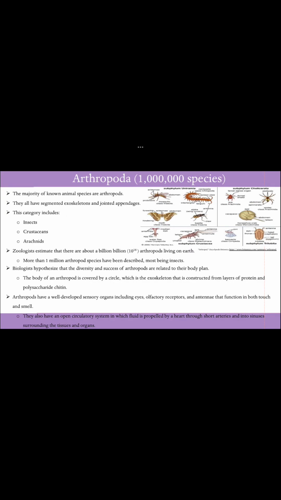The next phylum is Arthropoda, which has 1 million species. The majority of known animal species are arthropods. They have segmented exoskeletons and jointed appendages. This category includes insects, crustaceans, and arachnids. Zoologists estimate that there are about a billion billion, or 10 to the 18th power, arthropods living on Earth. Biologists hypothesize that the diversity and success of arthropods are related to their body plan. The body parts have well-developed sensory organs, including eyes, olfactory receptors, and antennae, that function in both touch and smell.